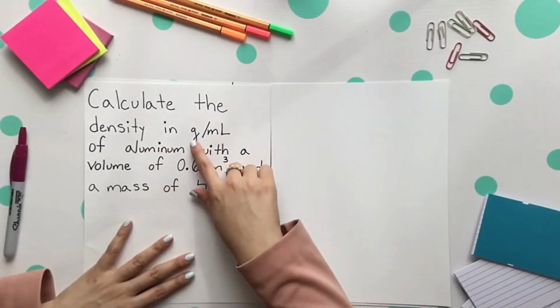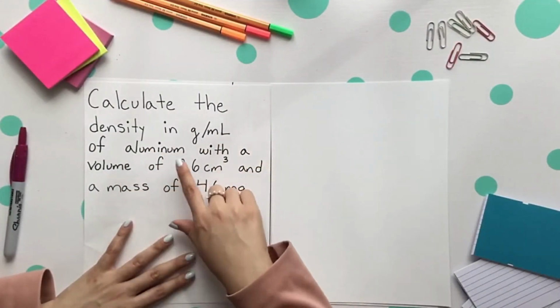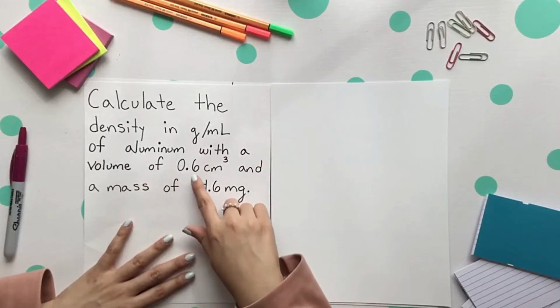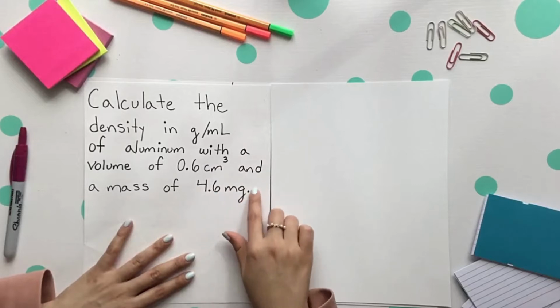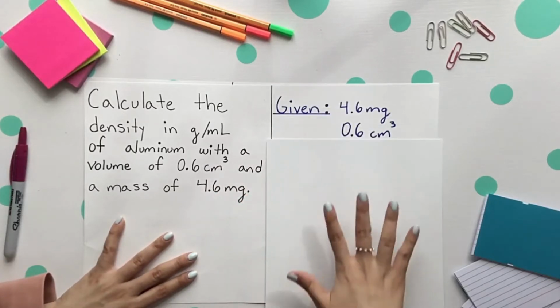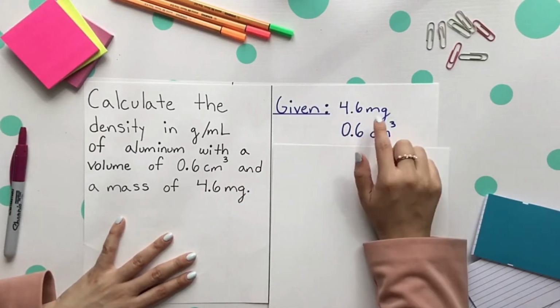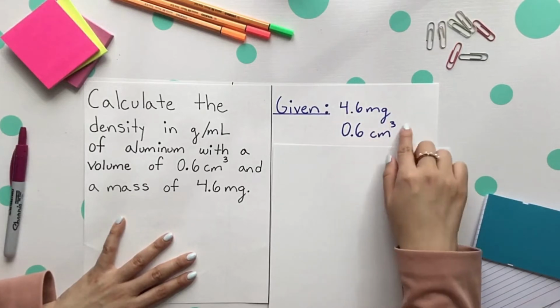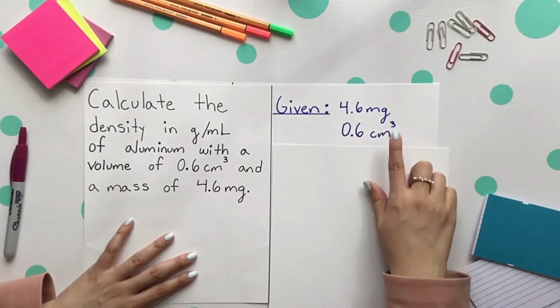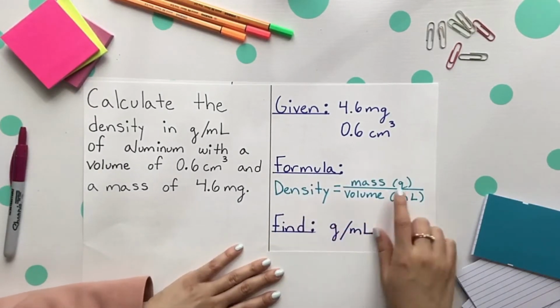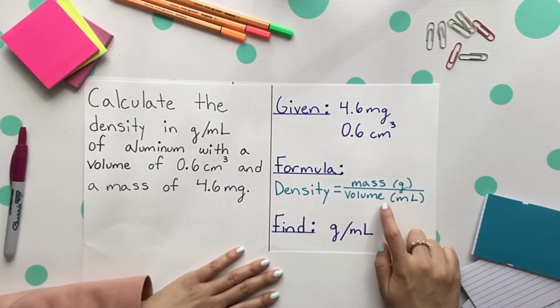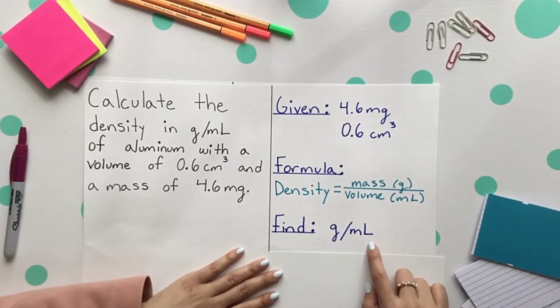In this example: calculate the density in grams per milliliter of aluminum with a volume of 0.6 cubic centimeter and a mass of 4.6 milligrams. You're going to have two different givens. We have the 4.6 milligrams and 0.6 cubic centimeters. Since we are solving for density, we have a formula for that: our mass divided by our volume, but specifically we want the unit to be grams per milliliter.